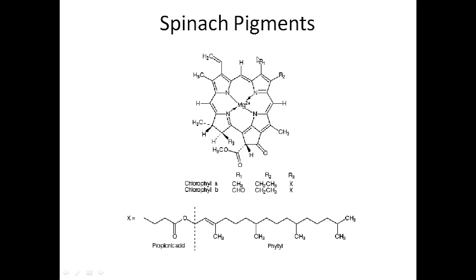R1 is a CH3 and R2 is an ethyl group in chlorophyll A. And then a very similar structure has an aldehyde at R1. R3 is a long-chained group called the phytyl group, and so that makes the chlorophyll have both a polar portion and a non-polar portion. The way we're going to look at this, chlorophyll is going to be more polar than the carotene.